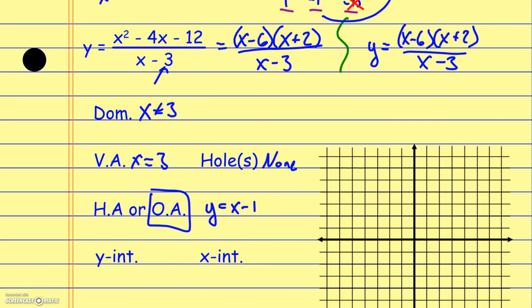Okay? In terms of x and y-intercept, I find these the same way I always have. The y-intercept, I plug a 0 in for x, and I can plug it into the original, or I can plug it in over here. Either way, when I plug that 0 in for x, I should get a positive 4 out for y, so I get 0, positive 4.